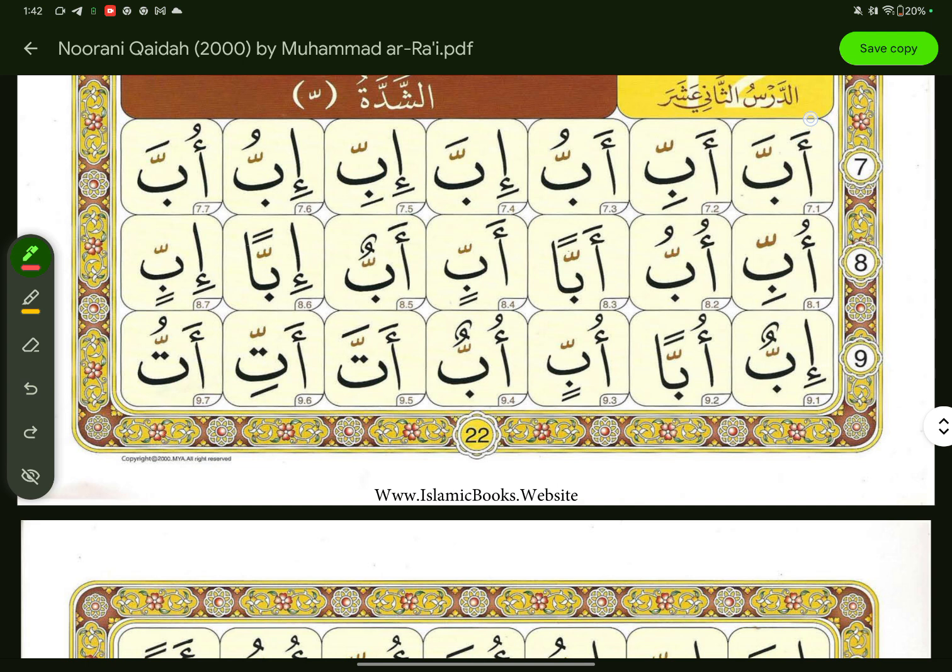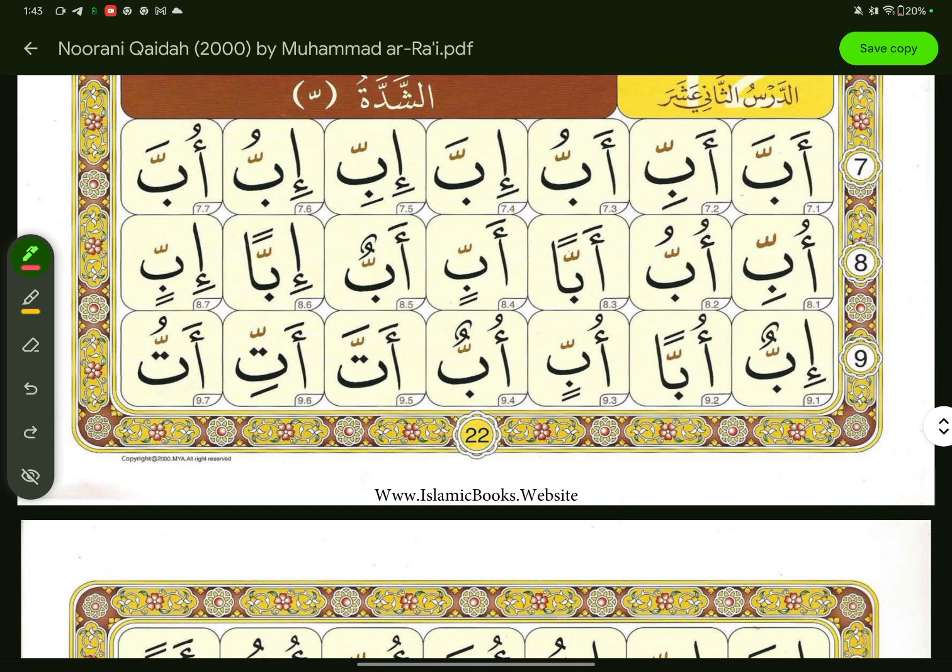Obviously, we know this is a, this is e, this is u, so I'm not going to stress on that too much. So abba, abbi, abbu, ibba, ibbi, ibbu. Notice how I join in first. Ibba. I join first and then I say the sound of the haraka.